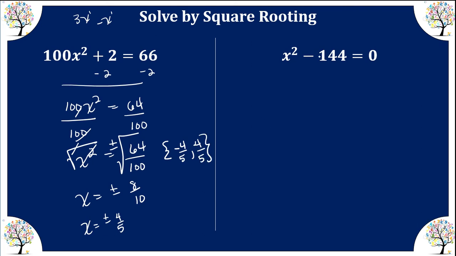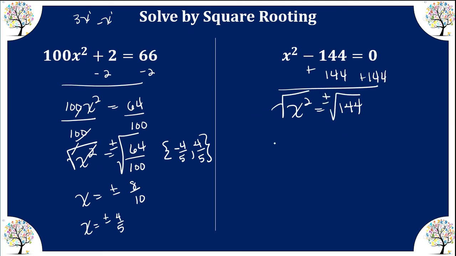Our next example, we are just solving for x, so we can simply add 144 to both sides. 144 is a perfect square, so when I take the square root of both sides, we do get two integers as our answer. So negative 12 and positive 12 are the solutions.